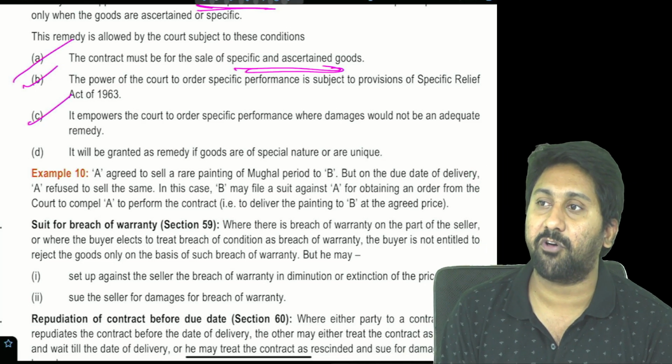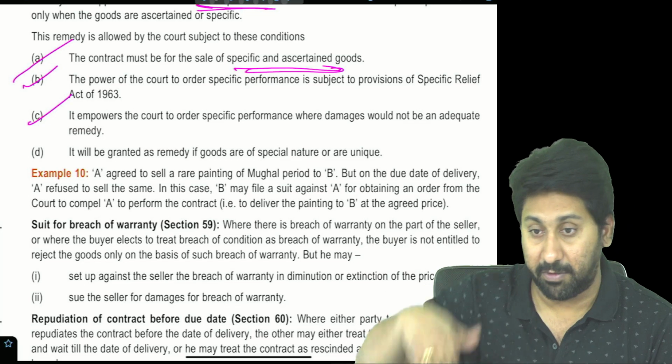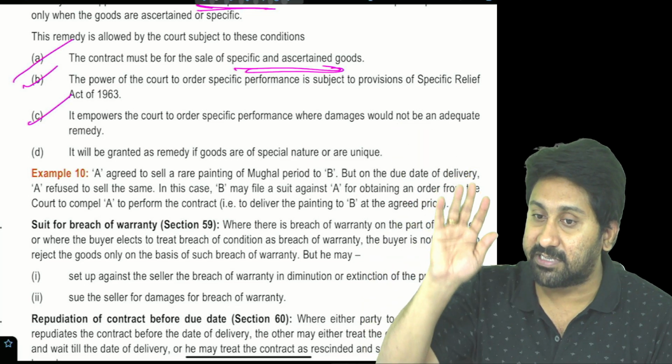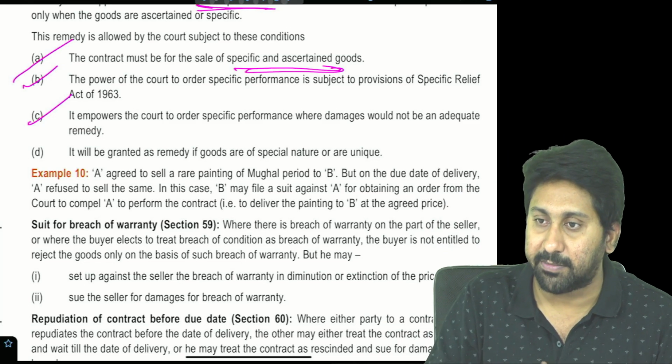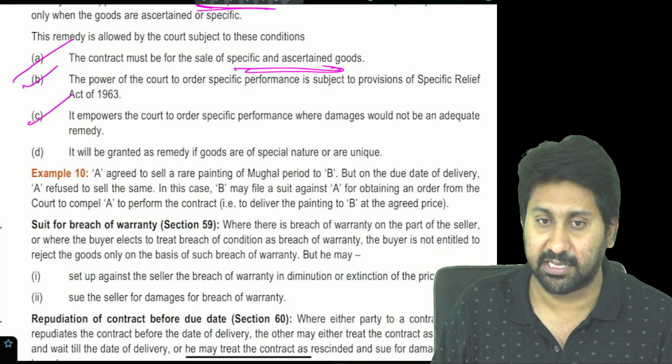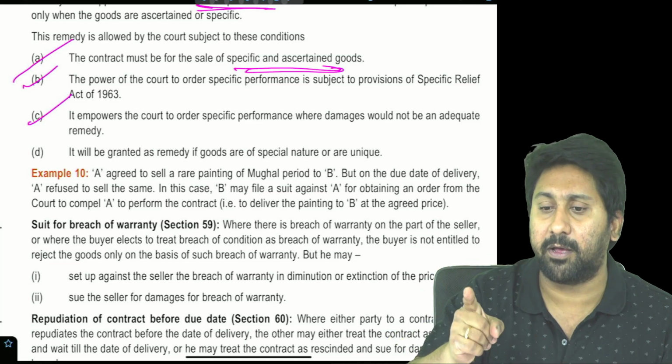Hospitals will order emergency equipment from another person. That person said, I will sell. He is not selling now. Now I can't go for an alternative because emergency equipment is very scarce. Now you must make a specific performance.